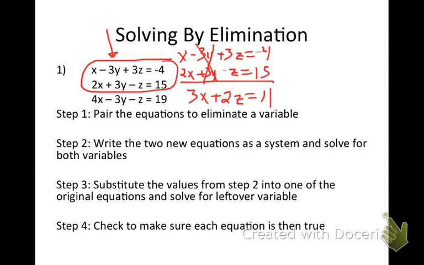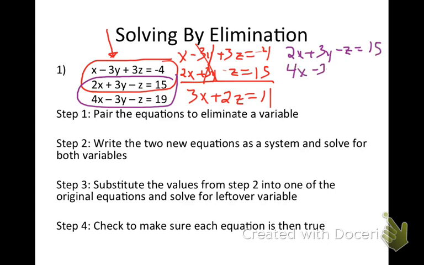Is everybody good with what I did there? Pair the first two equations up. Now I need to pair a second set of equations up to eliminate. Well, I'm going to pick the second and the third equation. Does everybody see why I'd want to pick those two? The y's are set up to eliminate already, right? So I'm going to pick those two equations. So 2x plus 3y minus z equals 15.